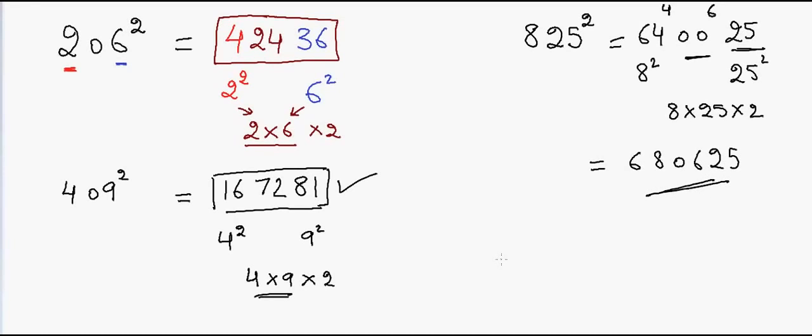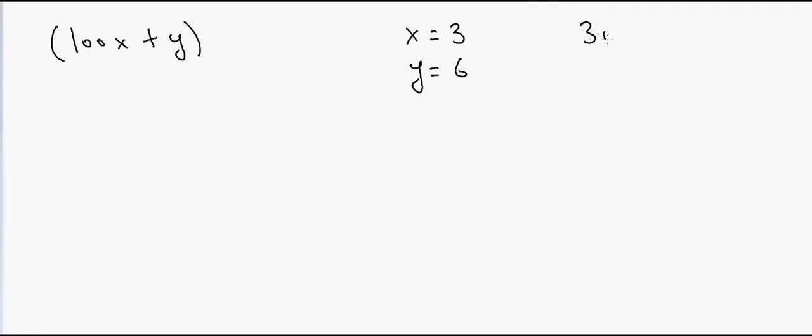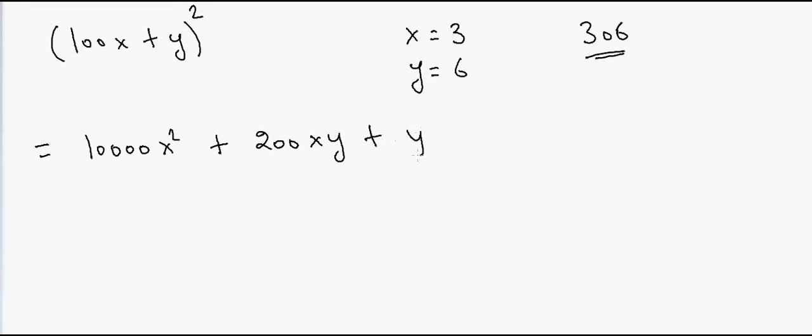If you practice, then you can always do this calculation without even writing it on paper. Now let's look into how this trick works. Any three-digit number can be written in the following form: 100x plus y. So if x is equal to 3 and y is equal to 6, then it will be 306, right? Now if I need to square this number, it will be equal to 10,000x square plus 200xy plus y square.